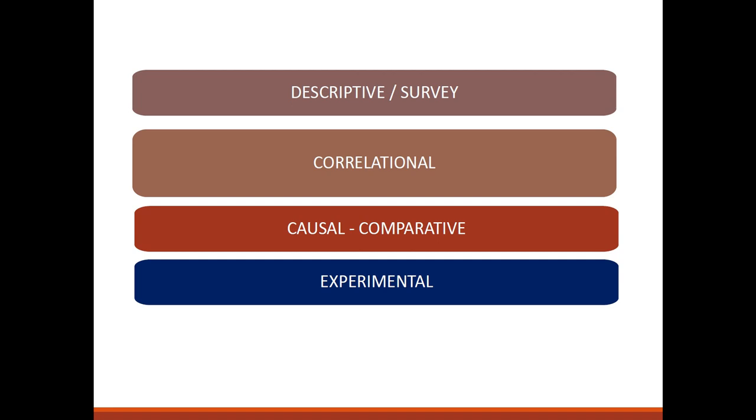The next one will be causal. This one is an upgrade. Going from descriptive to correlational to causal to experimental, the research becomes more powerful. Descriptive is not so powerful research. Correlational, you upgrade from descriptive. If you have a causal comparative, this is where you explain. The difference between correlational and causal is that with correlational you just see the pattern or the relationship, but with causal you actually can tell.